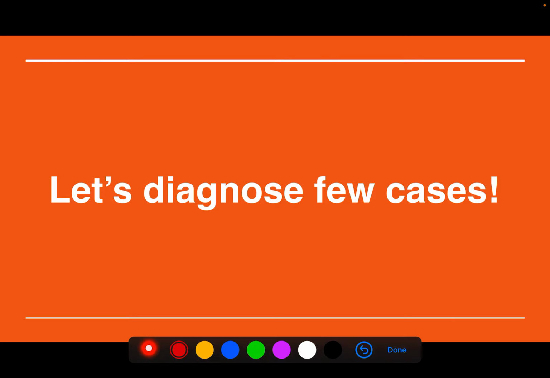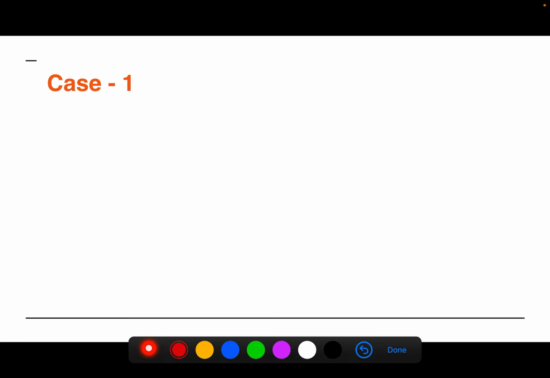Then what is MODY? Maturity onset diabetes in the young. So young people have diabetes but the antibodies are negative. They have a positive family history, with more than 3 generations positive for diabetes, and they are less prone to ketosis. This is the main thing. Then coming to LADA, latent autoimmune diabetes, it is the opposite of MODY, meaning antibody positive diabetes in the elderly. So with this, let's diagnose a few cases.